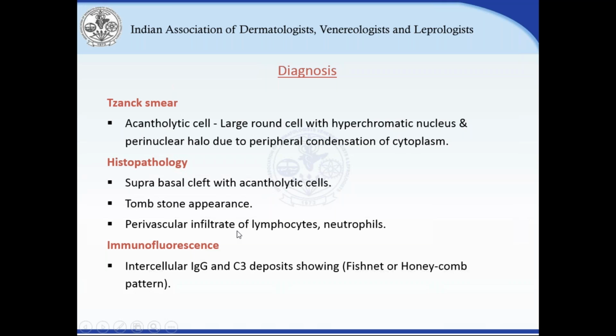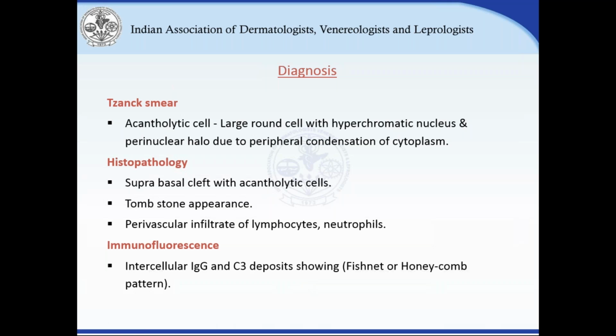It hardly takes 1 to 2 days for these reports to come. What happens is you look for which antibody is deposited at which site by using anti-IgG antibodies, which are tagged with fluorescent markers. So here you find intracellular IgG and C3, that is complement deposits, showing a fishnet or honeycomb pattern.